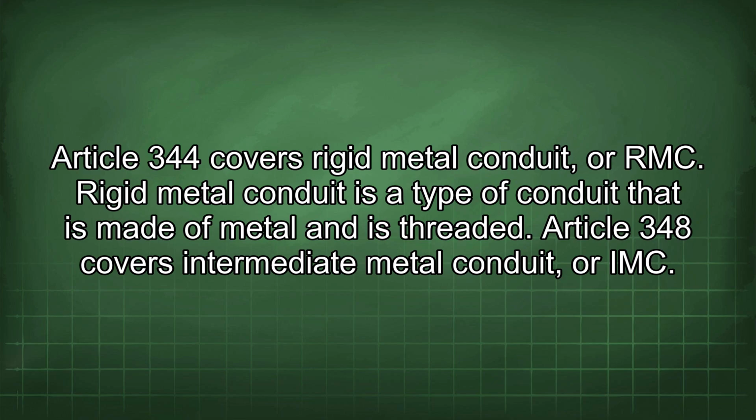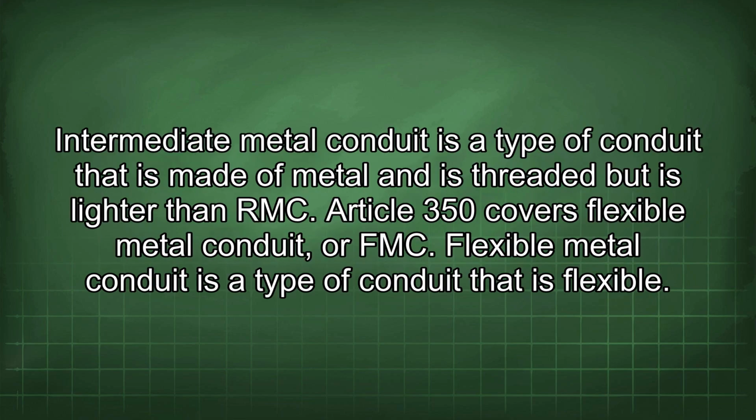Article 348 covers intermediate metal conduit, or IMC. Intermediate metal conduit is a type of conduit that is made of metal and is threaded but is lighter than RMC. Article 350 covers flexible metal conduit, or FMC. Flexible metal conduit is a type of conduit that is flexible.